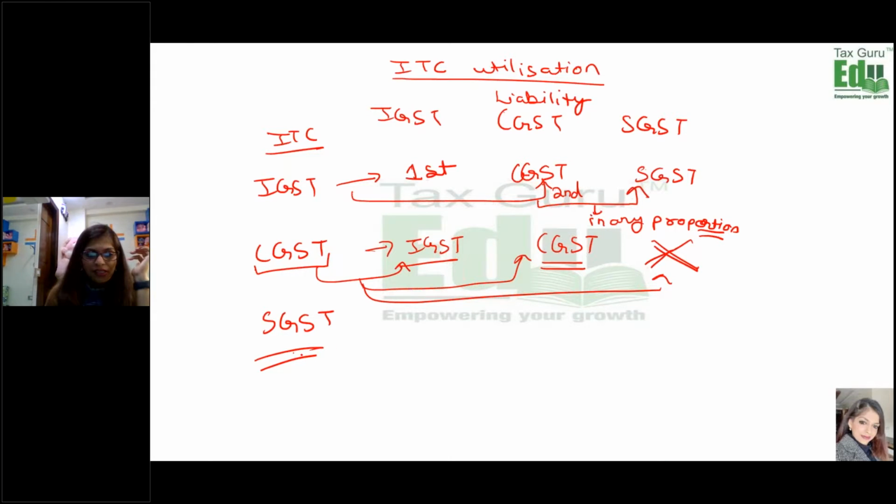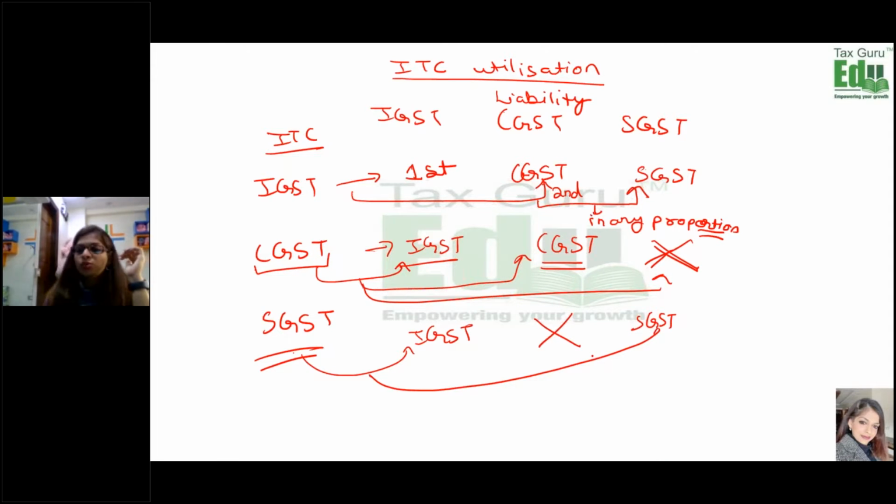Similarly, if I have SGST, I'll first use it towards IGST liability if I have any. If I don't have any IGST liability, I'll use it for SGST liability. It also cannot be used for CGST. Okay. Determine the preference chain and then accordingly make the utilization of GST.